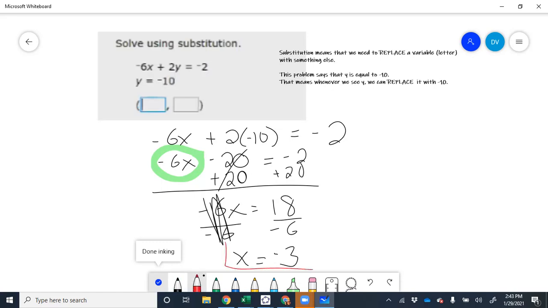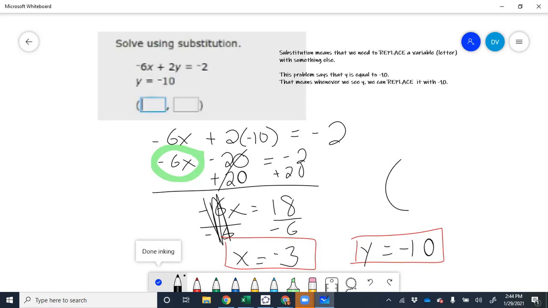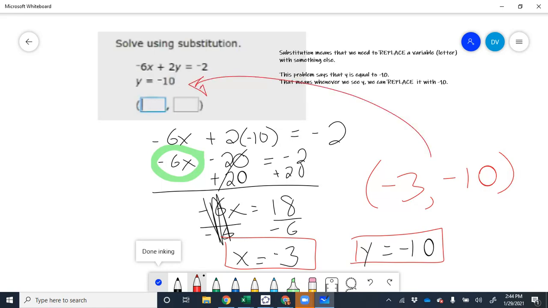Okay? So actually we have everything we already need because they already told us what y is, didn't they? They already said that y is equal to negative 10. So our answer, well, let me do it in red. Our answer will be negative 3, negative 10. That goes right here. Okay?